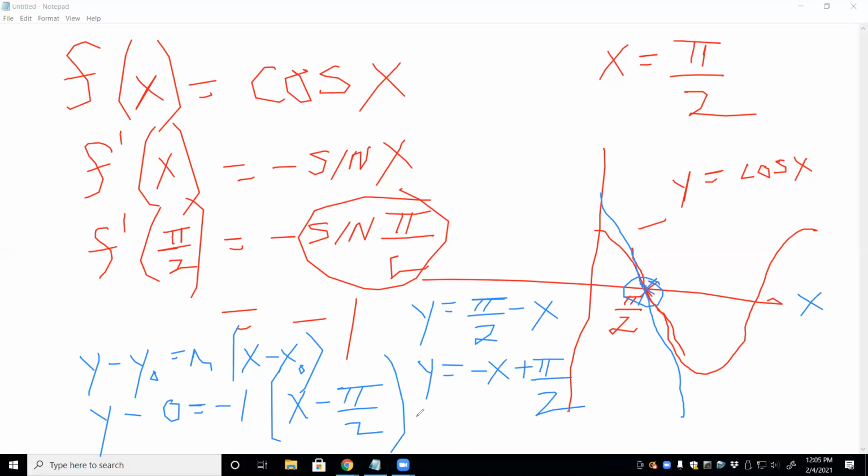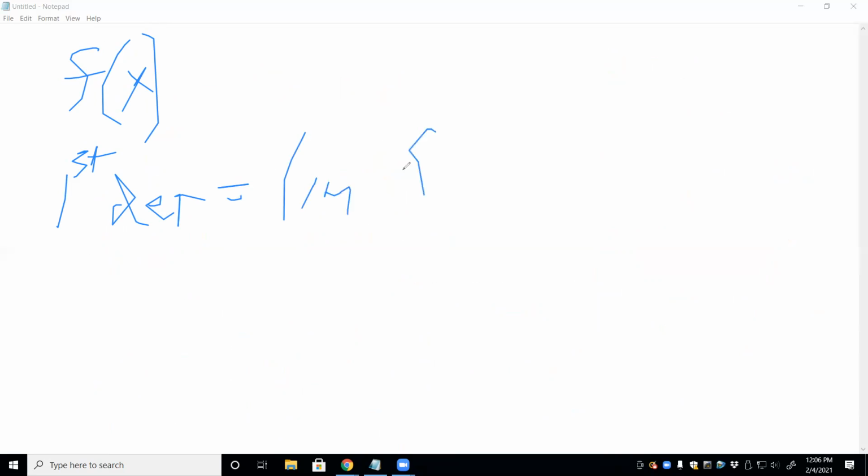Okay. Now, in order to get that, I had to know the slope and one point. And you get the slope by taking the derivative. Now, let's see if we could take the derivative of this using the derivative definition. In other words, the first derivative is equal to the limit of f of x plus h. I'm presuming this is the way they want you to do it?